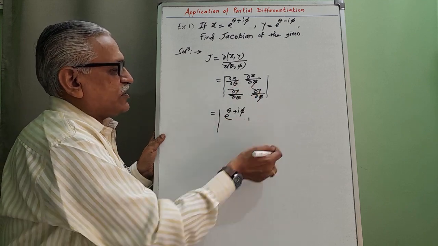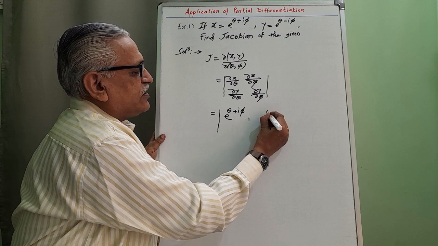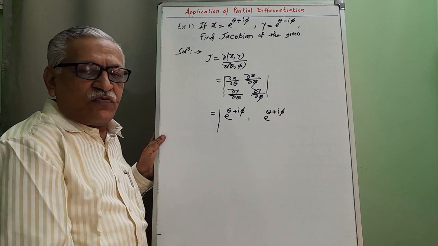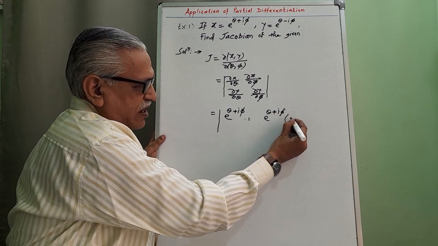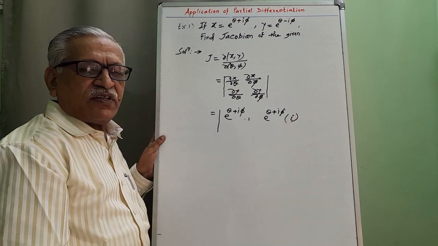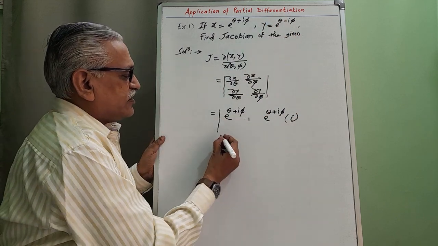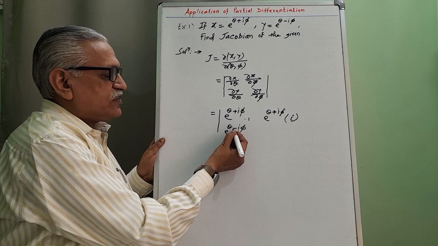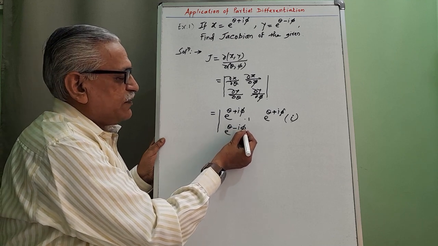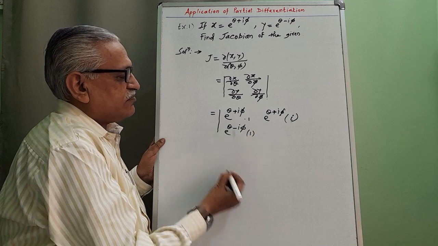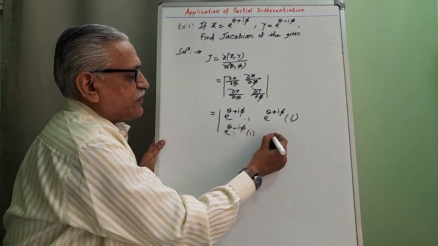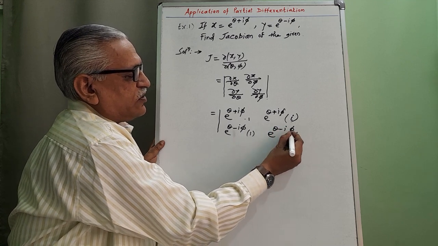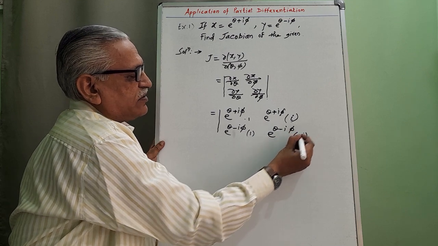Then differentiating the same term with respect to phi, this time the derivative is e raised to theta plus i phi into chain rule, differentiation of this term with respect to phi is i. Then differentiating y with respect to theta, it is e raised to theta minus i phi, chain rule, differentiation of this term with respect to theta, keeping phi constant, is 1. Then differentiating the same term with respect to phi, e raised to theta minus i phi into the derivative of this term with respect to phi, which is minus i.